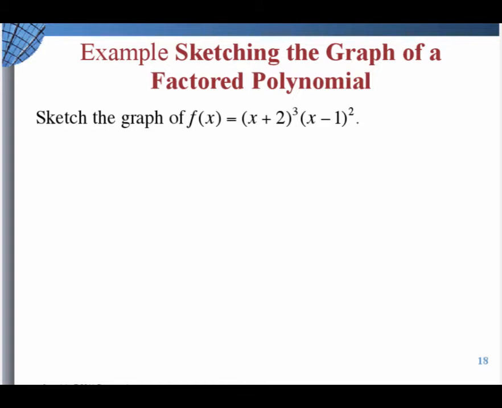The zero -2 has a multiplicity of 3. So we should be able to do some analysis on that zero. What happens to the graph around that zero? The zero 1 has a multiplicity of 2. So again, we should be able to discuss the graph and the behavior of the graph around that zero.